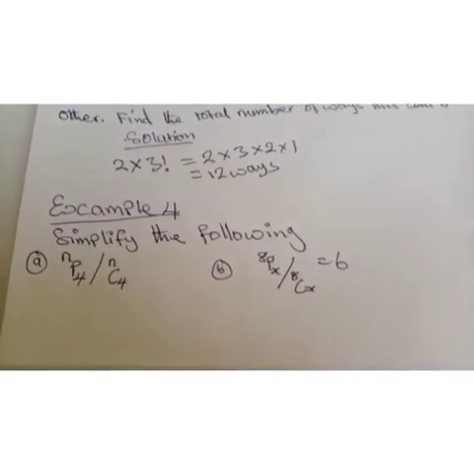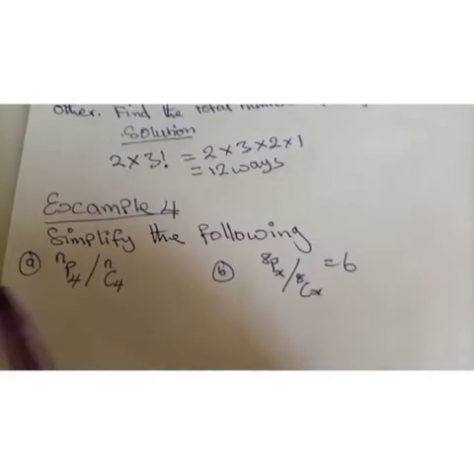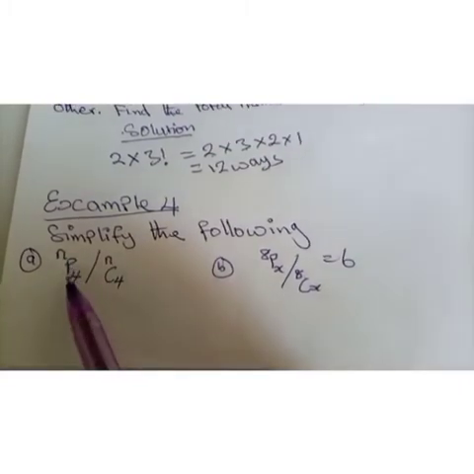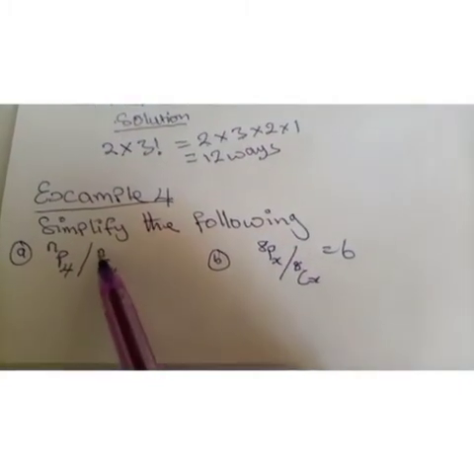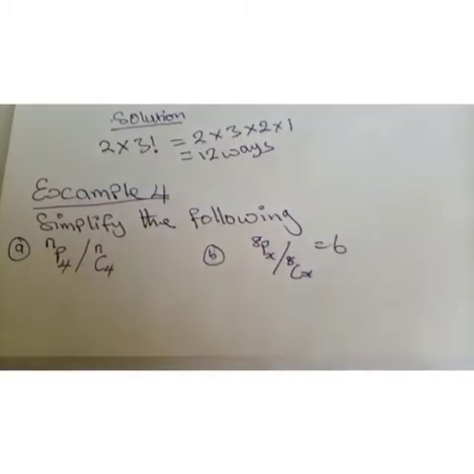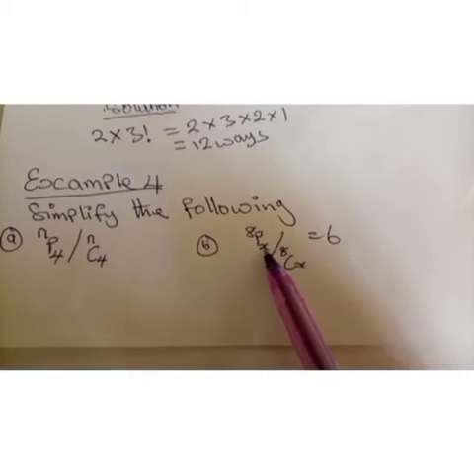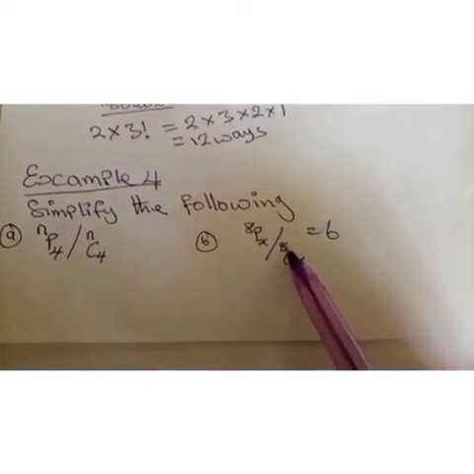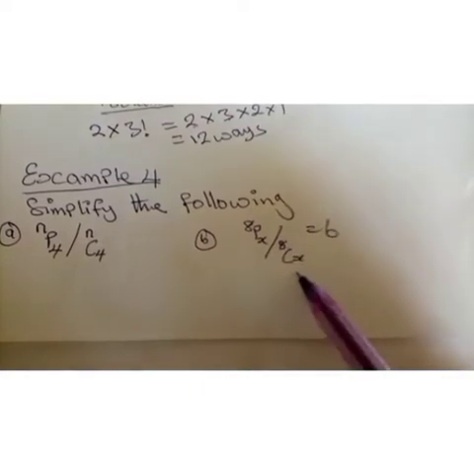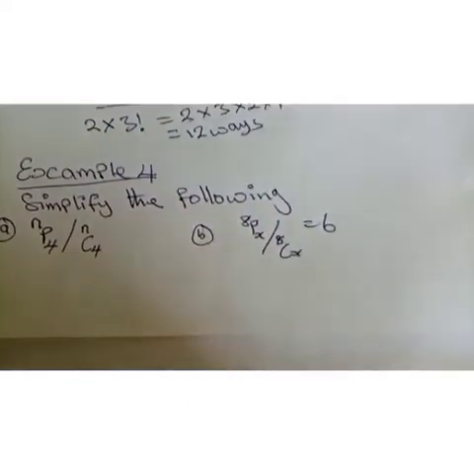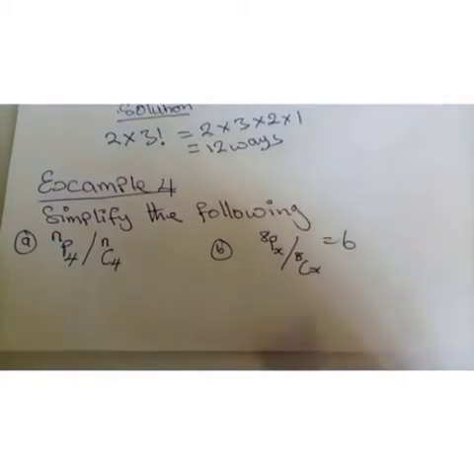Okay, so this example says simplify the following: A, nP4 divided by nC4, and the B part says 8Px divided by 8Cx is equal to 6. So we are going to solve this and show you the answer. Let's solve it together. The first one, A part, solution.